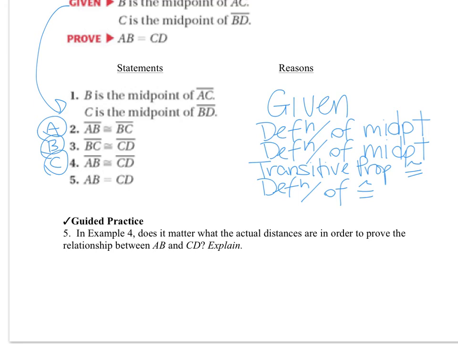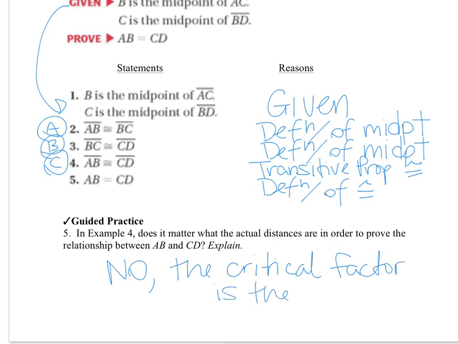Does it matter what the actual distances are in order to prove the relationship between AB and CD? No, we didn't use numbers. What was the main thing we needed to know? The critical factor is the midpoint. As long as we know about midpoints, we don't need numbers at all.